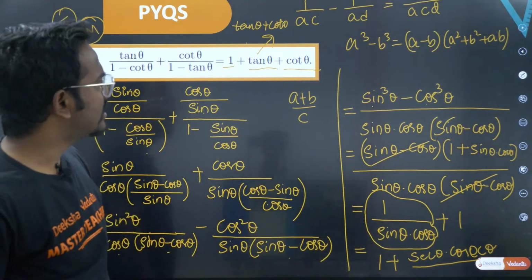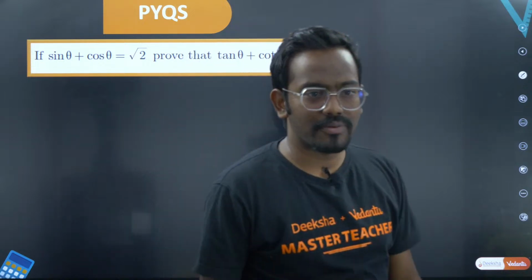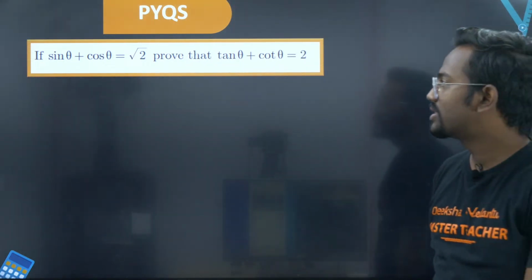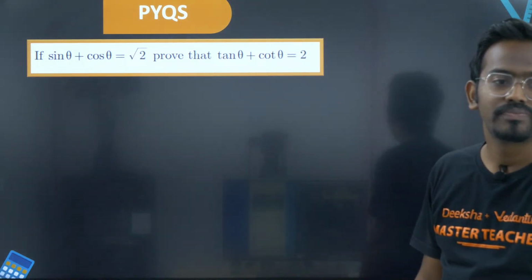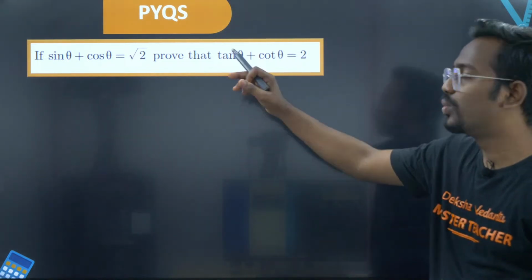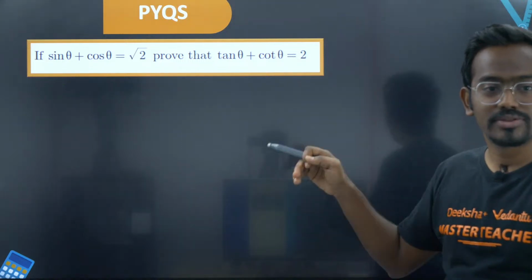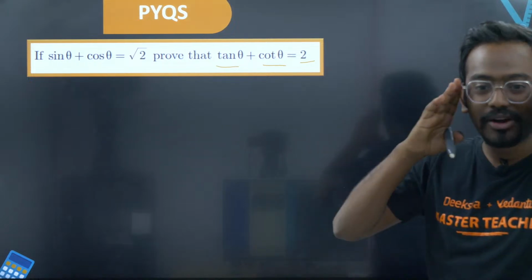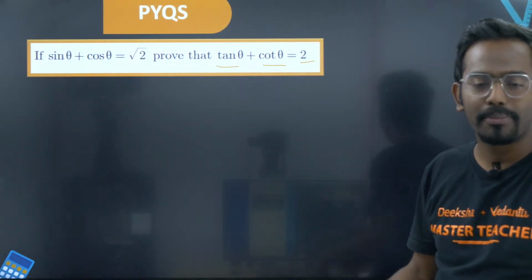Let's take up the next question. Very simple question. This can be asked for 2 marks. How to solve this? Sin theta plus cos theta is equal to root 2. If sin theta plus cos theta is root 2, then prove that tan theta plus cot theta is equal to 2. Very simple. How do you solve this? Can you tell me what is the approach to solve this?